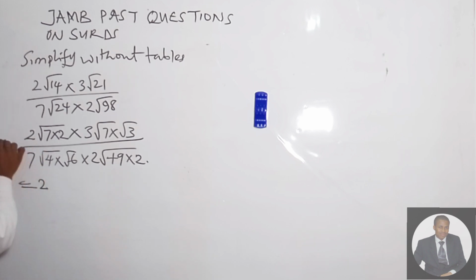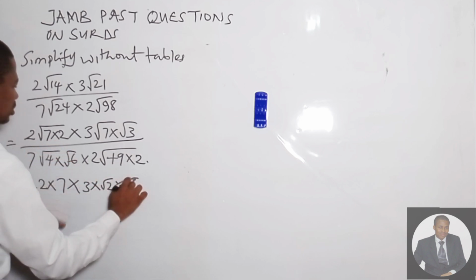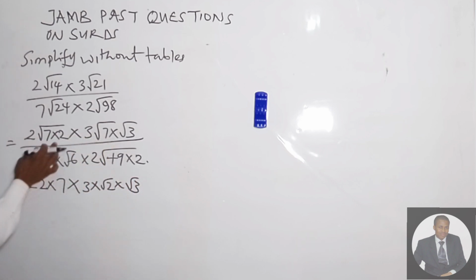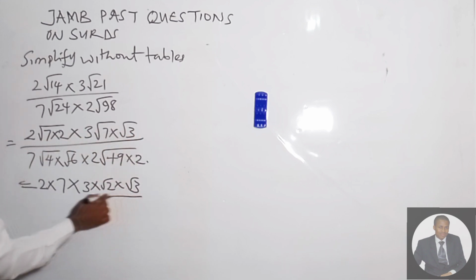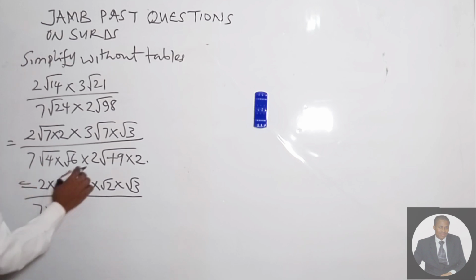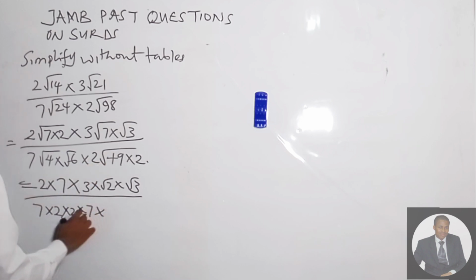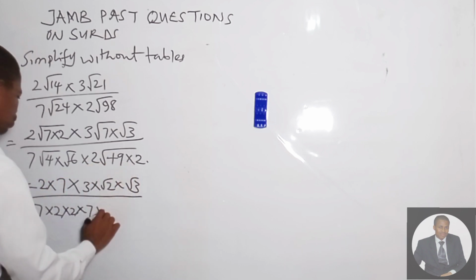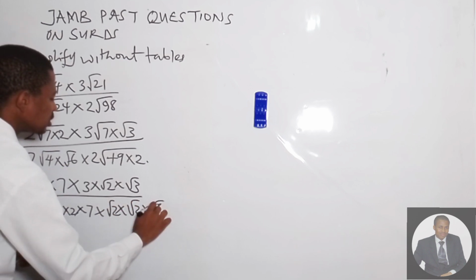We have 2 here. Root 7 times root 7 is 7. Then we have multiplied by this 3, and then we have root 2 times root 3. Root 7 times root 7 is 7. We have 3 here, and then root 2 and root 3. We bring it down. Now the square root of 4 here is 2. Then we bring this 2. The square root of 49 is 7. So what we have remaining is root 2 times root 6 here. We simplify it to root 2 times root 3.